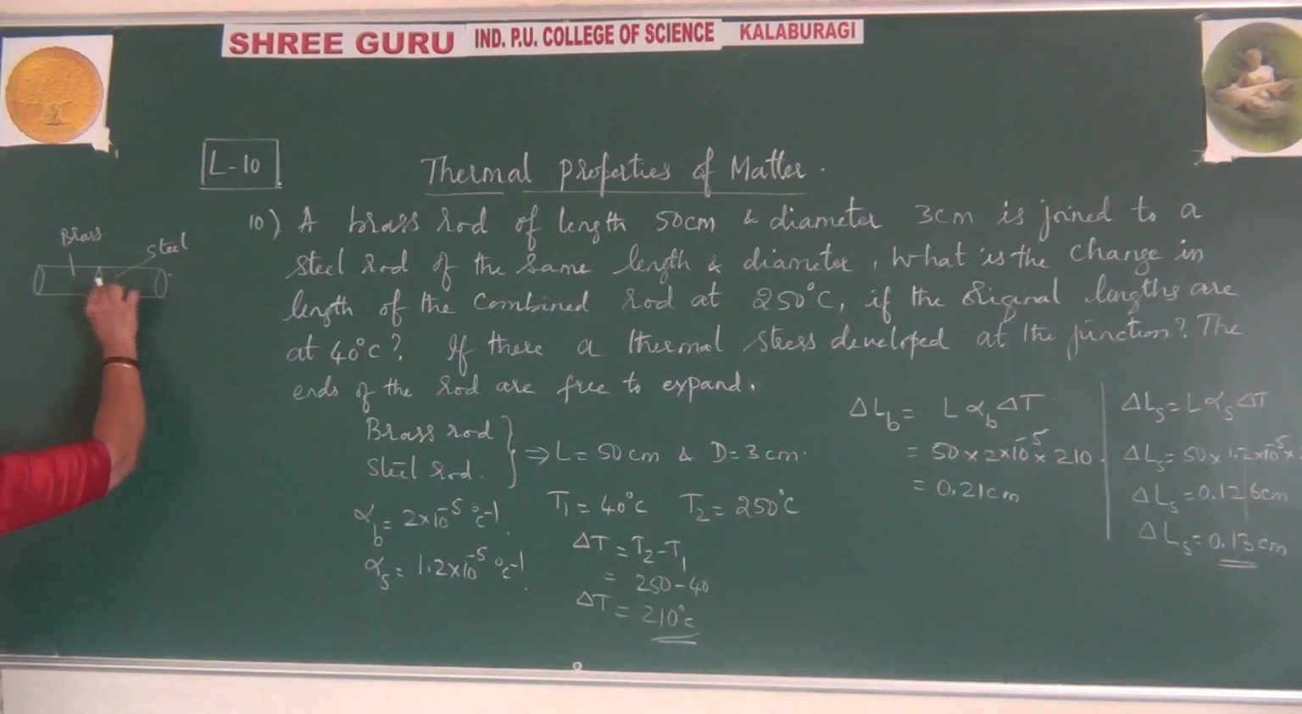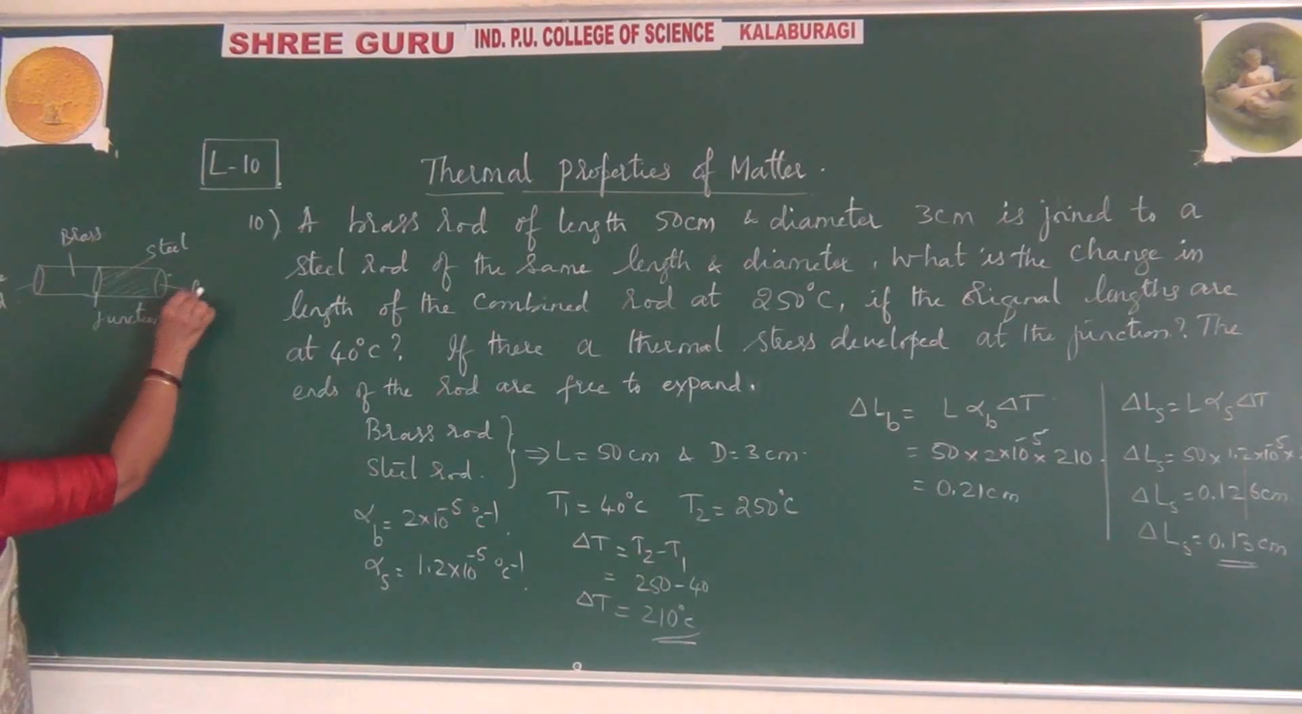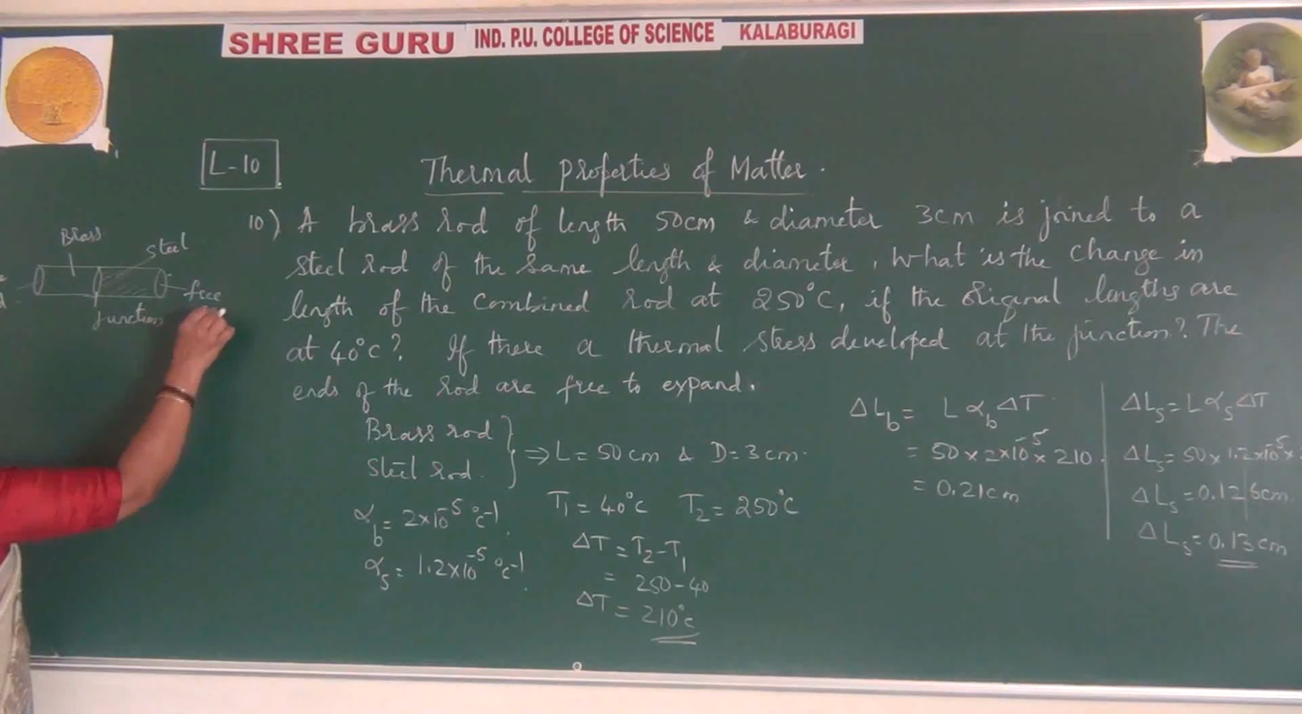So here, let me say both are having the same length, and both are joined together here. This point is called the junction. What is this? This is the free end. Please observe, this is the free end.